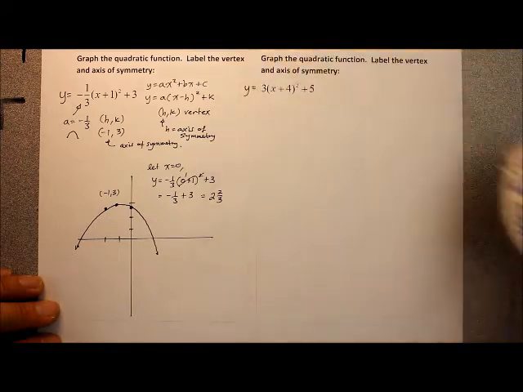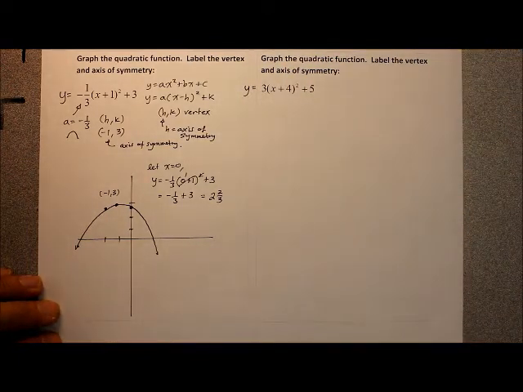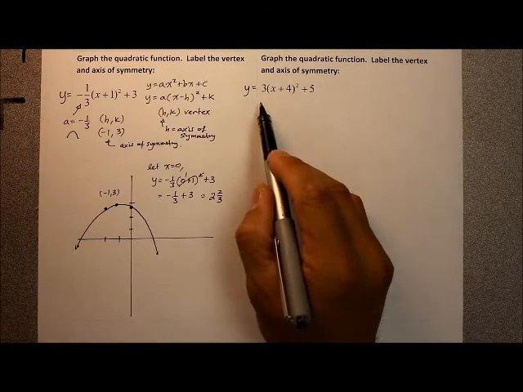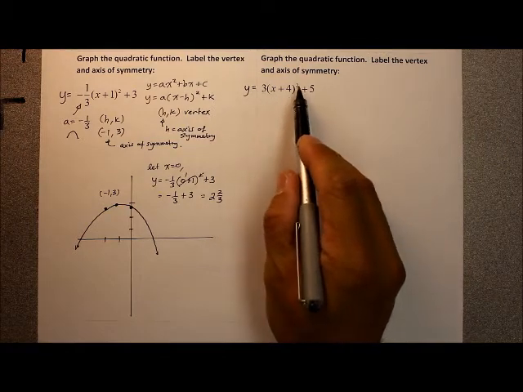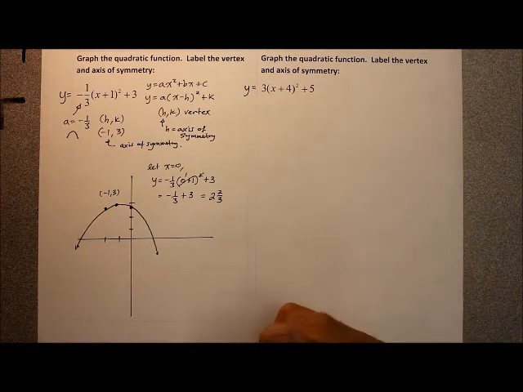Let's try the next one. Here, you try this one. y equals 3 times the quantity of x plus 4 squared plus 5. Okay, go ahead.